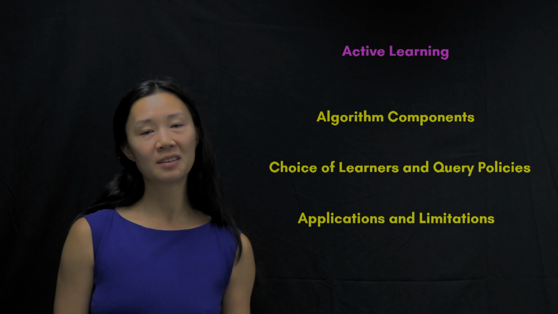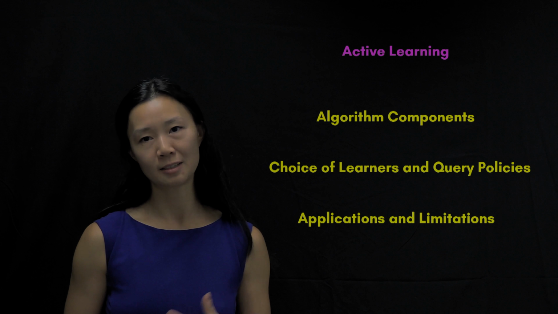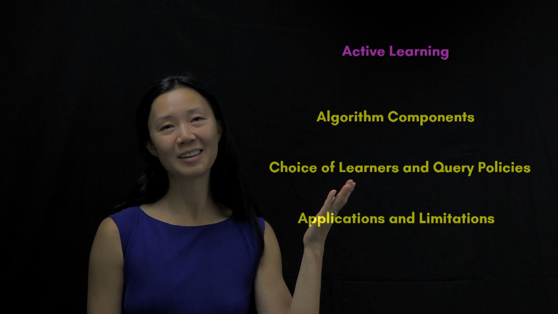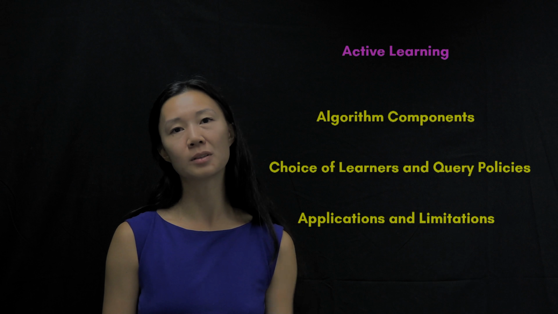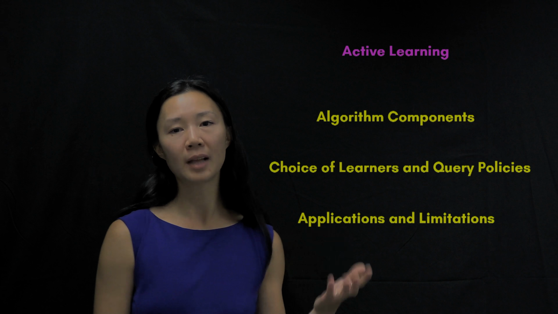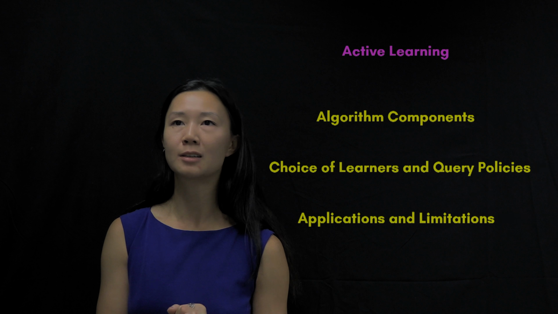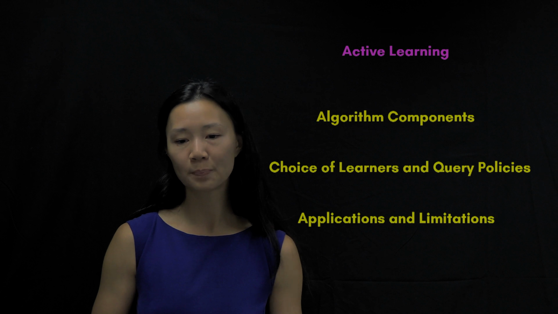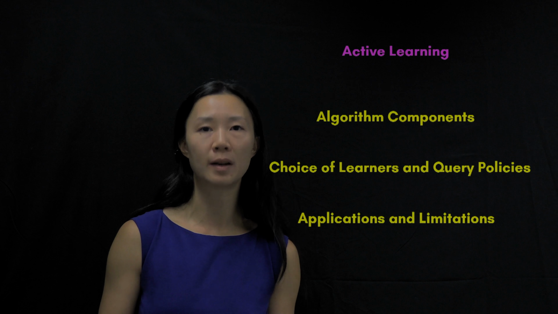In the rest of this video series, we are going to talk about the algorithm components that constitute active learning. Of the algorithm components, two of the most impactful are the learning model and the query policy. So we'll talk about different choices for learners and query policies, and then we'll end with applications and limitations. I really want you to walk away with an understanding of where active learning may be best suited, what kind of applications, and then once you're comfortable implementing it, understanding the limitations and the benefits you could gain.